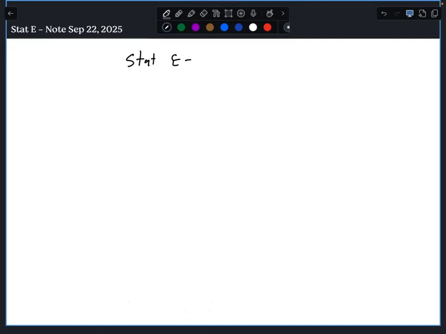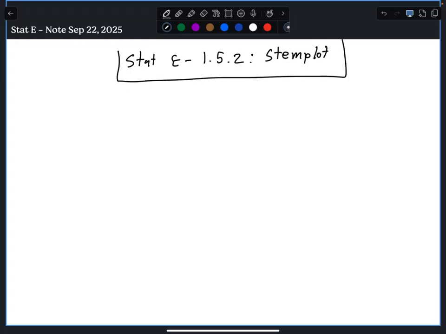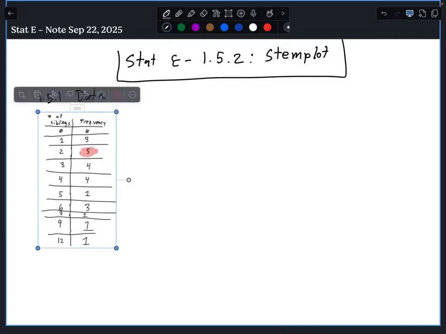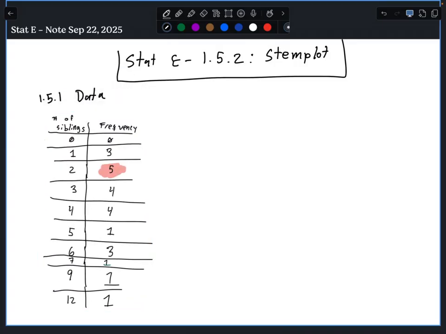Stat E. What are we on? 1.52. Stemplots, or stemplot. So this was from the 1.51 data. This was the data that we had from Friday.